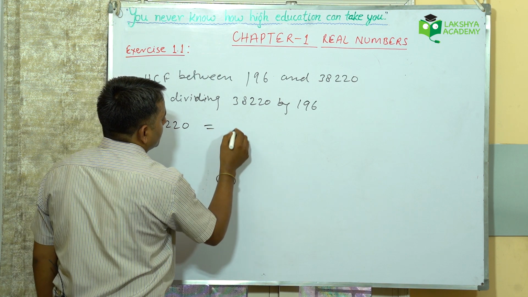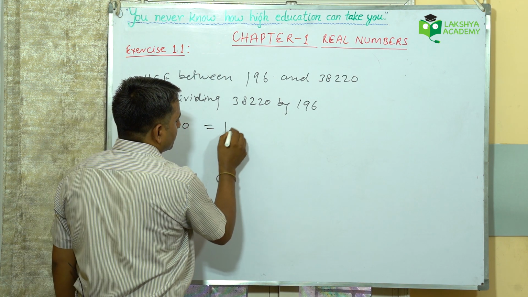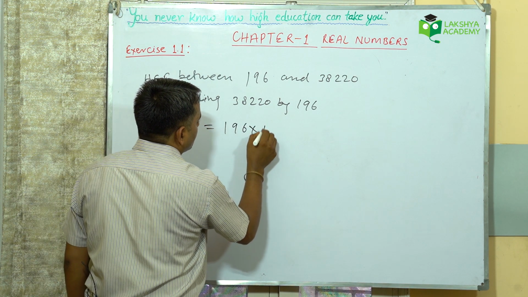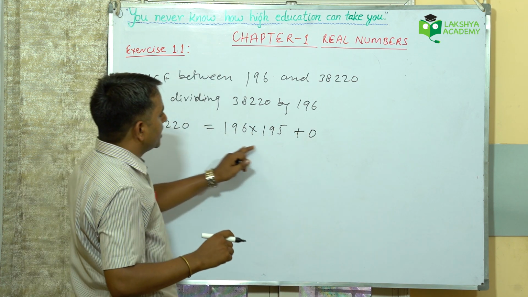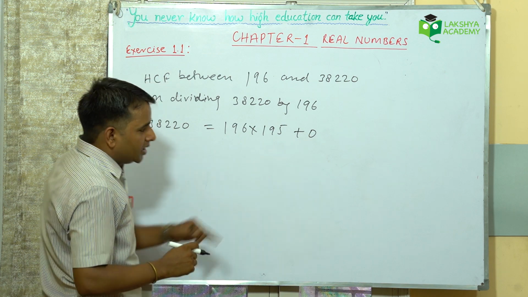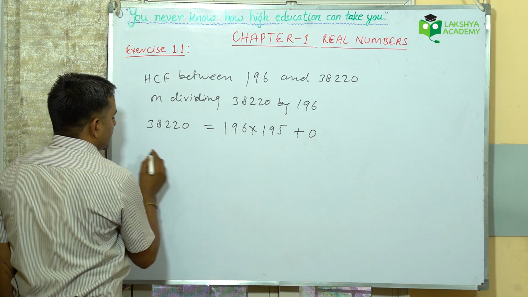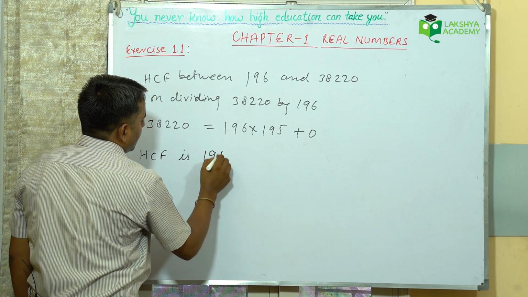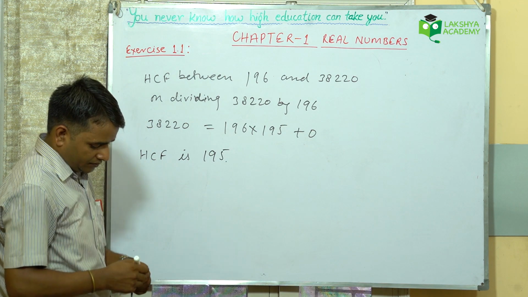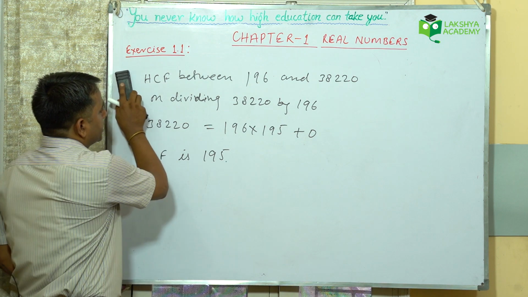38,220 equals, this is the divisor, so this is 196 into 195 plus 0. Here we are getting 0 in the first step itself. Therefore the remainder is 0 and the HCF is 195. Now coming to the next question.